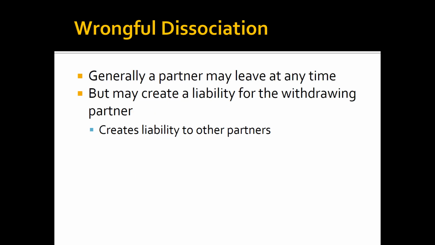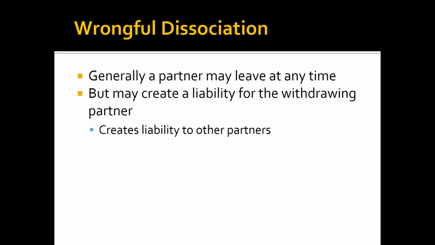Now, sometimes people wrongfully dissociate. They kick someone out when they shouldn't kick someone out. What can happen is that can create liability for the partnership. Of course, the reverse can happen. Sometimes they can say, I'm leaving. I know I don't have a right to leave, but I'm leaving. That can create liability to the other partners. So A, B, and C was doing the work, and A and B had invested a lot of money, and C decides, this partnership's not working out, I'm out of here. Well, that's liability that C's creating if he's wrongfully leaving.